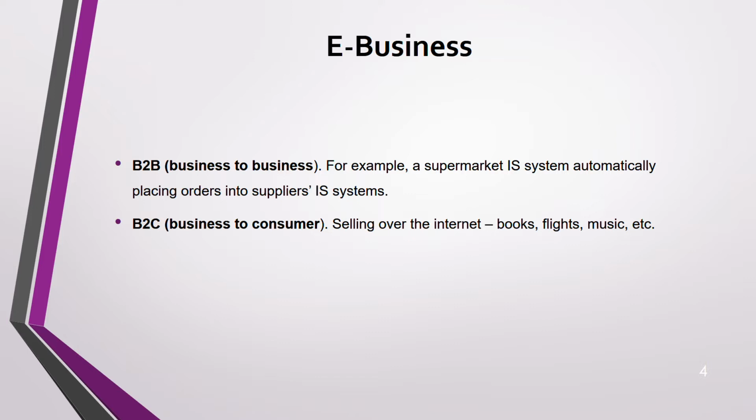You are getting your books over the internet like Amazon. Amazon is selling you books, music, whatnot. So simply selling over the internet to the consumer. That is business to consumer. This is the biggest market that we all know. We are familiar with it.